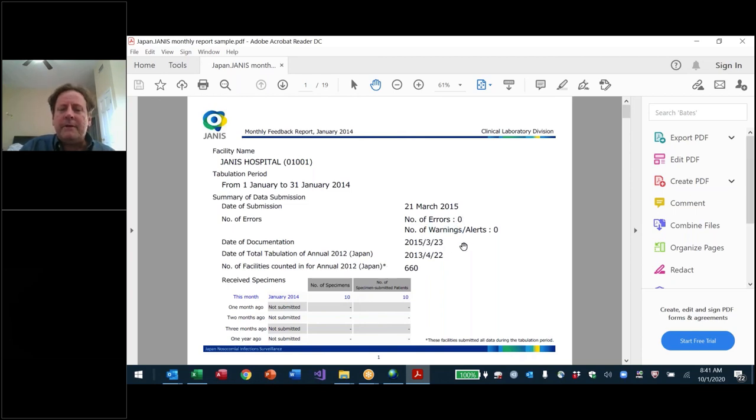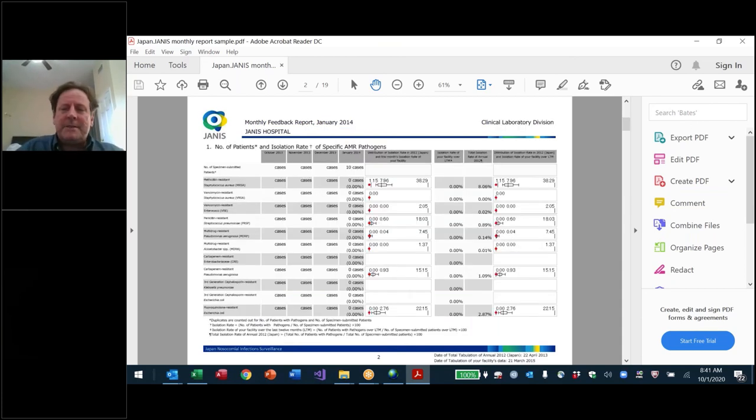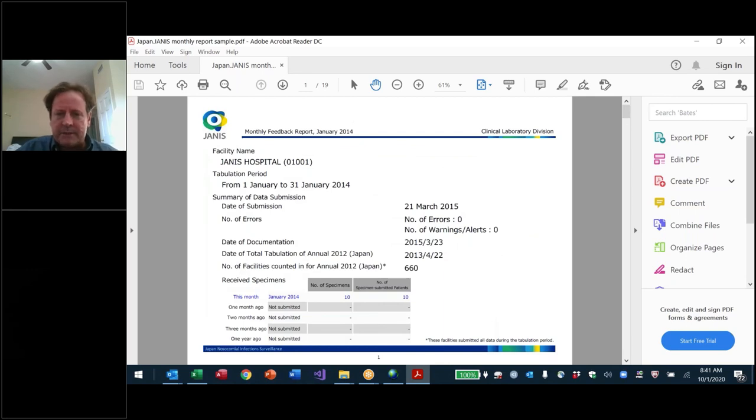Good. Number of errors, number of warnings and alerts. So again, that data quality component. This is not meant to be shared outside of the stakeholders. This is meant between the national coordinators and the facility to give them a report which covers some elements of data quality, data completeness, and some elements of epidemiology.